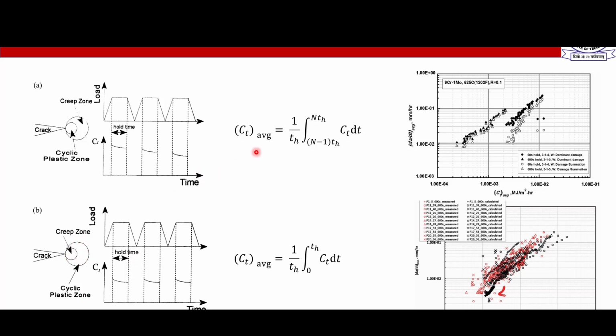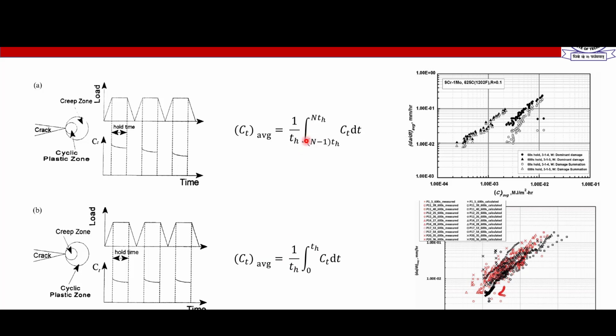So what is the parameter here? So here the parameter was proposed by Saxena, and that is the average of CT integral. So you are getting different CT integral in different number of cycles. So you take the average value of that. And how do you take the average? Using this formula. Okay. And when the creep zone is embedded inside the plastic zone, then the formula changes a little bit, but you can derive this formula from this only.